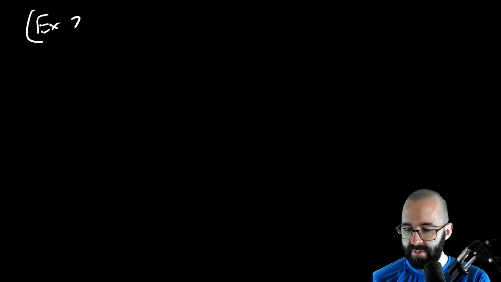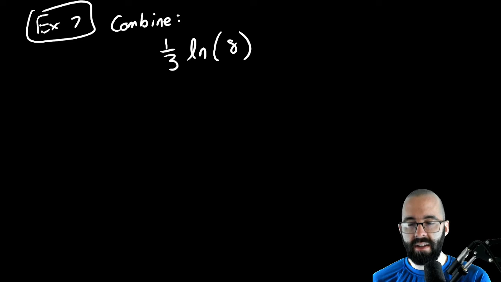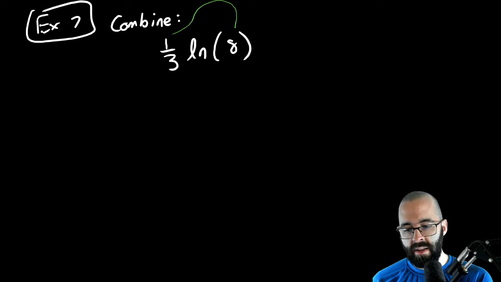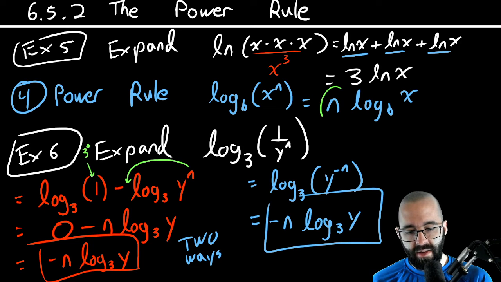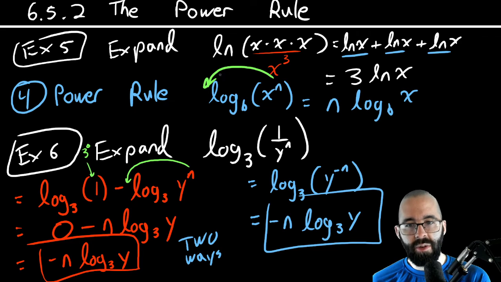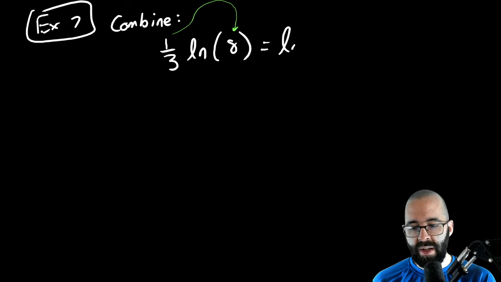Let's do one last example here. Example 7. Combine the following. 1/3 times the natural log of 8. We can go the opposite direction, right? If I have multiplication on the outside, that can come up here and jump into the exponent, right? This can go up here. It's the same thing. We can go in both directions. So let's use that. This becomes the natural log of 8 to the 1/3 power.